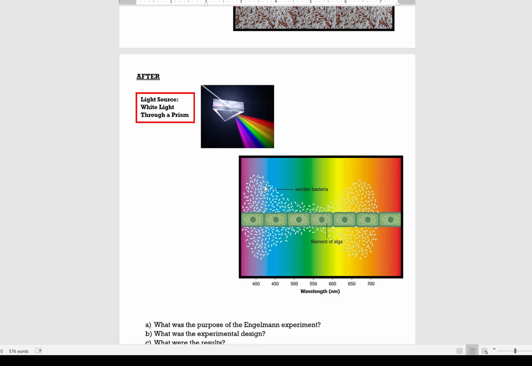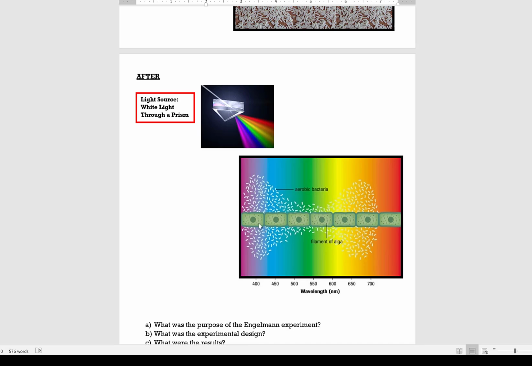And if they did absorb that wavelength of light, then photosynthesis occurred and oxygen and sugar were the products. And the bacteria would move to that region so they could get oxygen and some food. And Englemann's experiment now looks like the type of data we would collect from a spectrophotometer. A spectrophotometer shines light onto a sample and determines which wavelengths are absorbed and which wavelengths aren't absorbed.